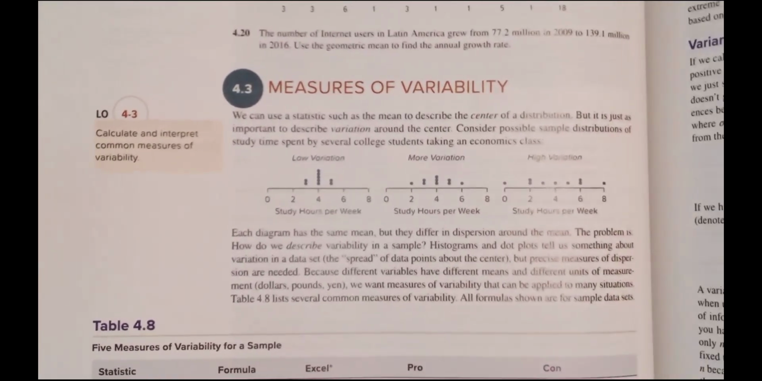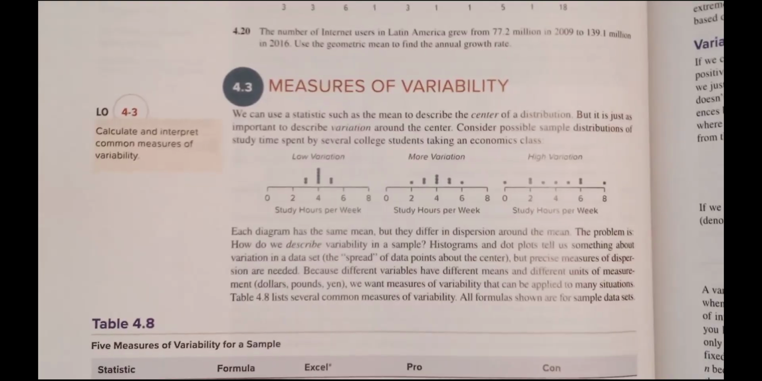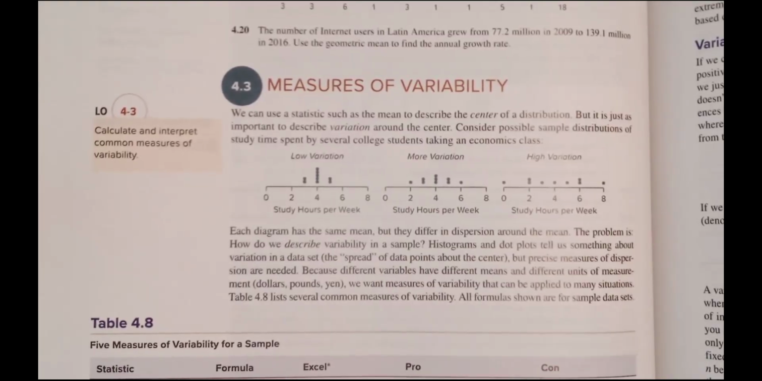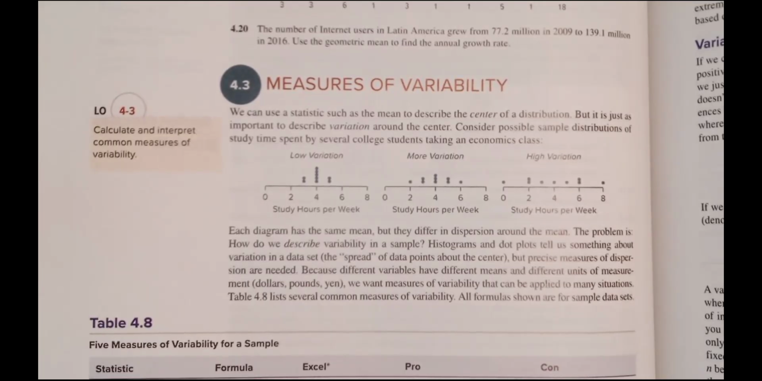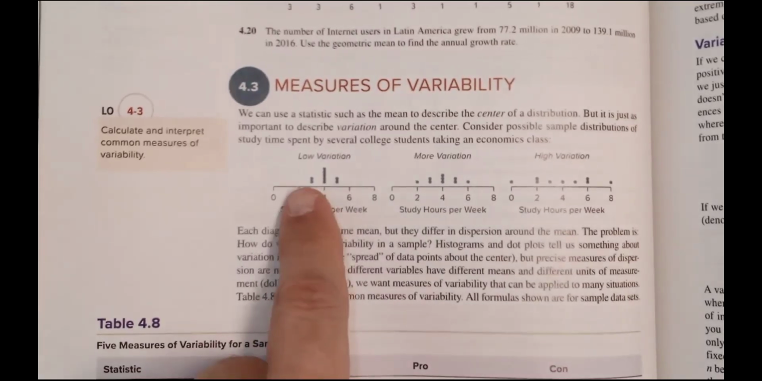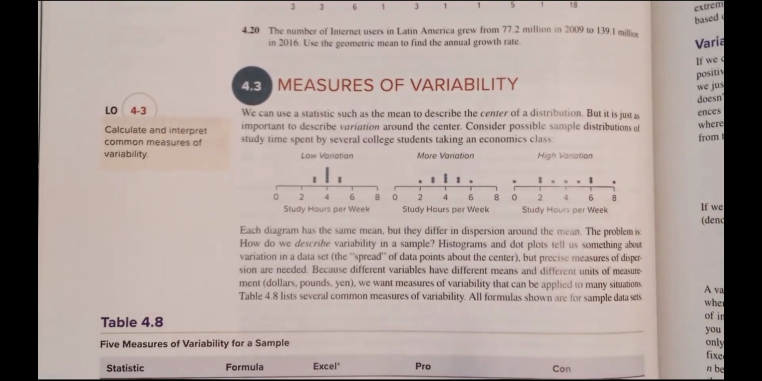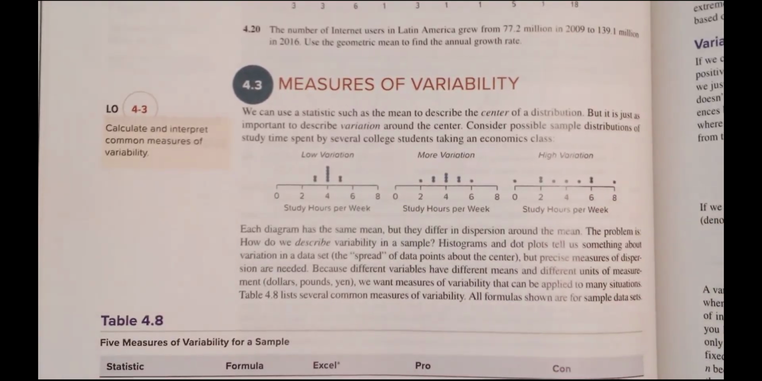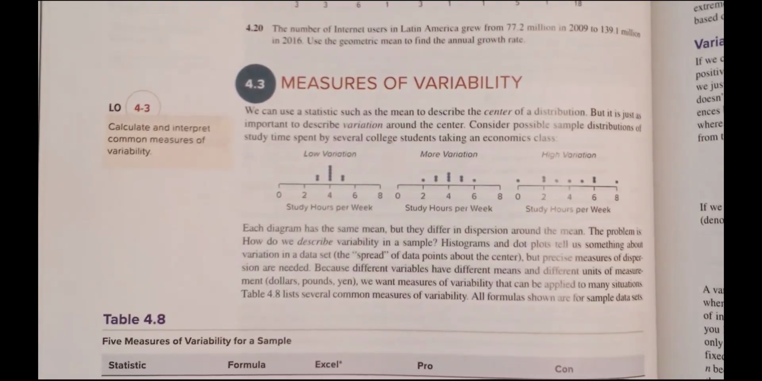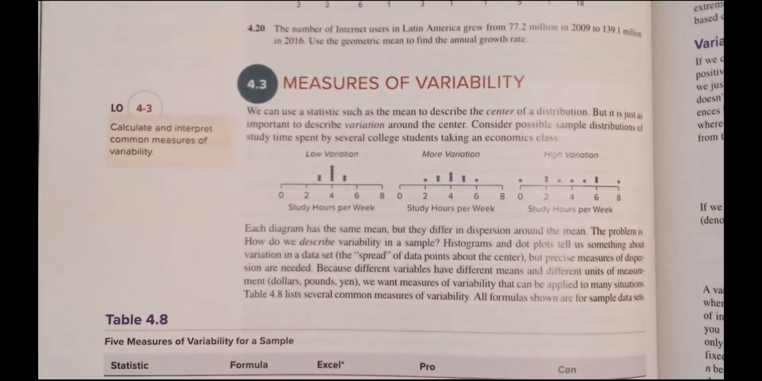What's interesting to me is that all three of these little dot plots have the same center. They're all centered at 4. Now, these happen to be symmetric. They're the same on the left as they are on the right. And the middle, the mean, the median, in all three of these is 4.